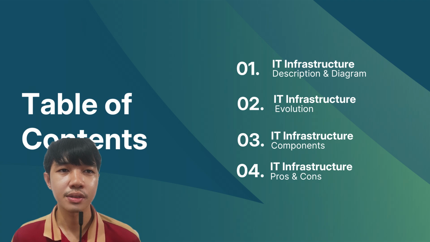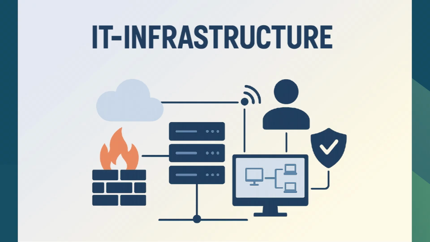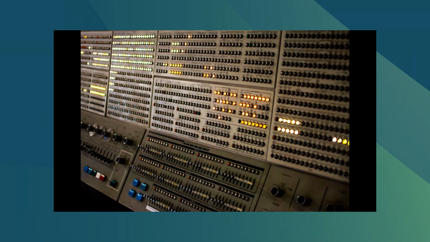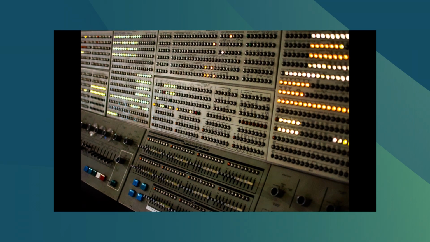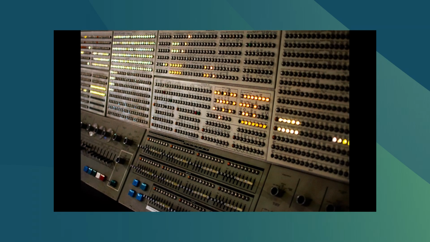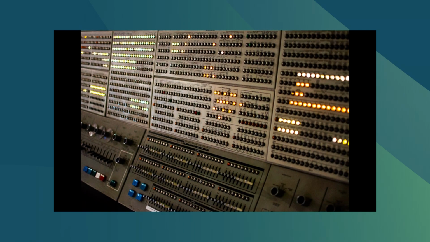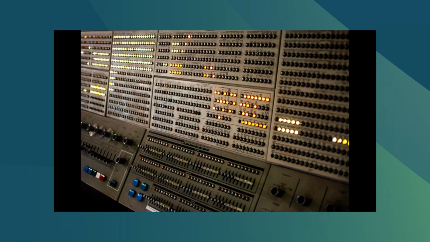And now that we have discussed IT infrastructure, its definition, and the diagram, let's discuss the evolution of IT infrastructure. When did it start and how is it evolving through time? IT infrastructure has evolved over time to meet changing technology and business needs. It started with the mainframe and minicomputer era around 1959. During this time, computing power was centralized, very expensive, and mainly used by large organizations.